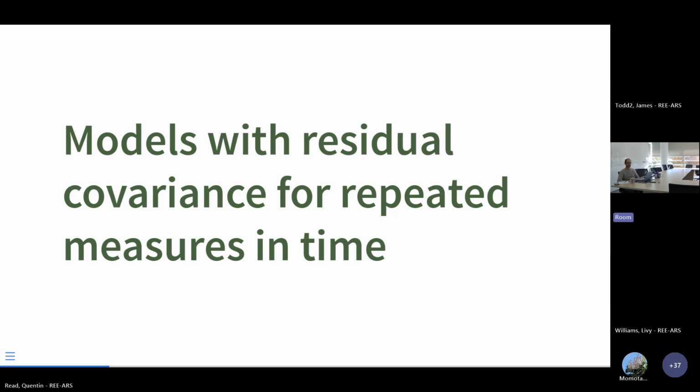So yes, that is the intro for today. And now we're going to hit the ground running with an example data set, but I'll continue to add a bit of background as we go, doing our residual covariance for repeated measures in time.